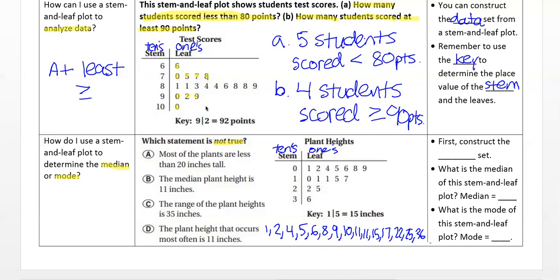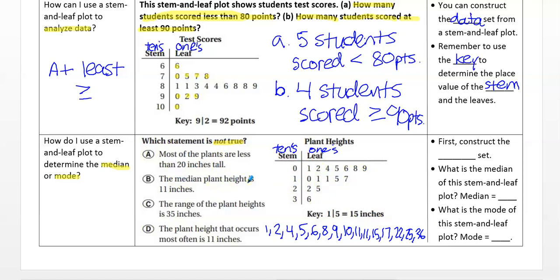Okay, what does this first one say? Most of the plants are less than 20 inches tall. Well, actually, I don't even need my data set to see that. Do you see how many leaves are in the 0s and the 1s? So this statement's true because most of my data is less than 20.